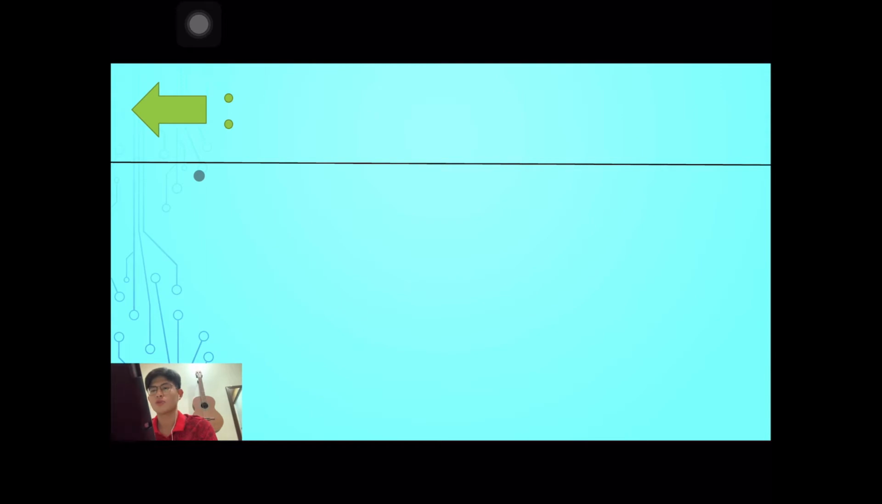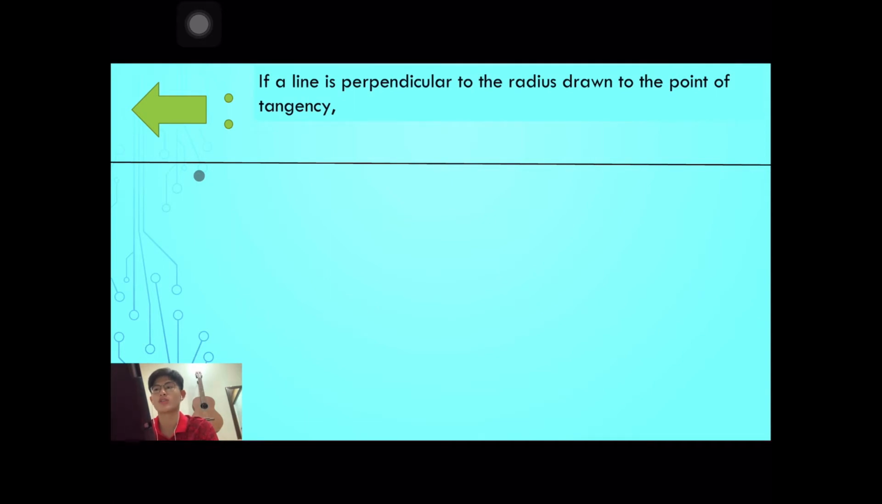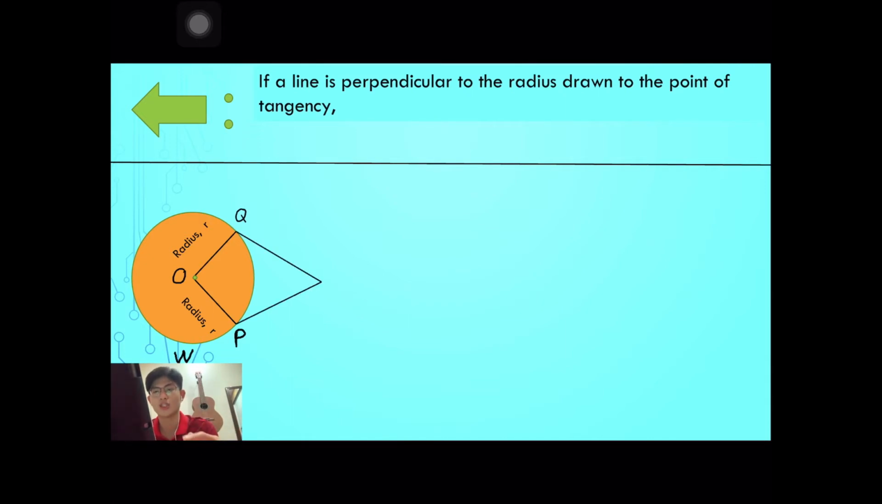Now let's prove our theorem from right hand side to left hand side, which starts with the sentence: if a line is perpendicular to the radius drawn to the point of tangency. We first form a circle W with origin O, and then we connect the radius of this circle to 2 points P and Q. And then we are going to extend these 2 points P and Q to a same point that lies outside the circle, which is point S. And then we connect the origin of this circle with the point S with distance M.